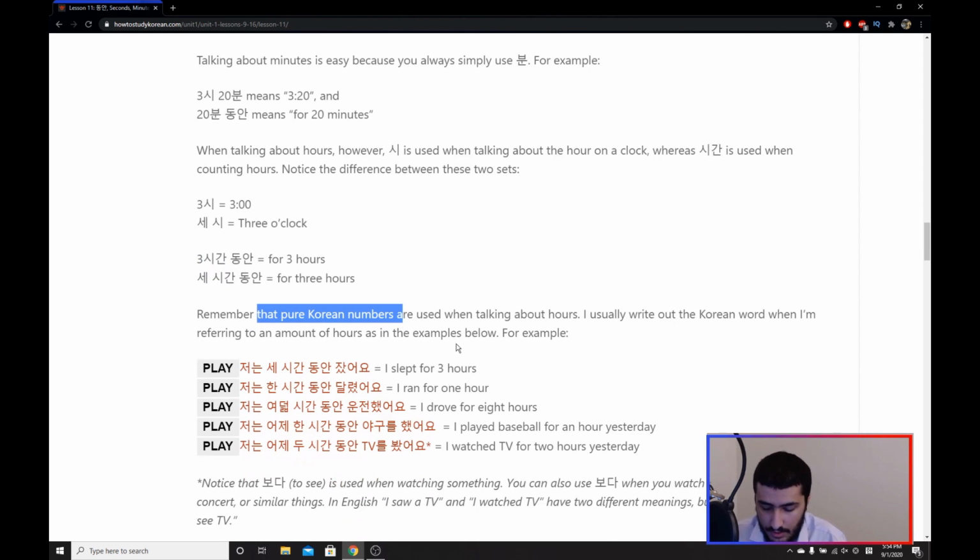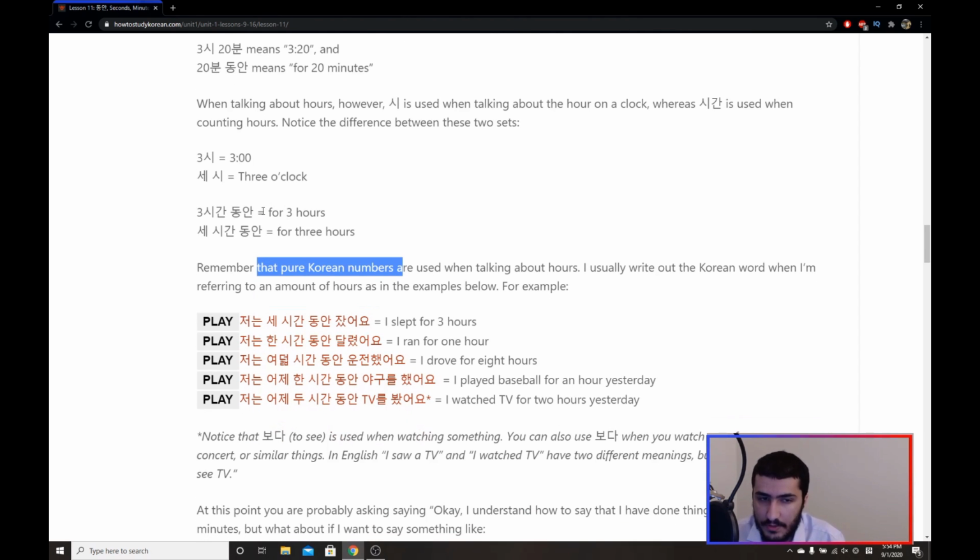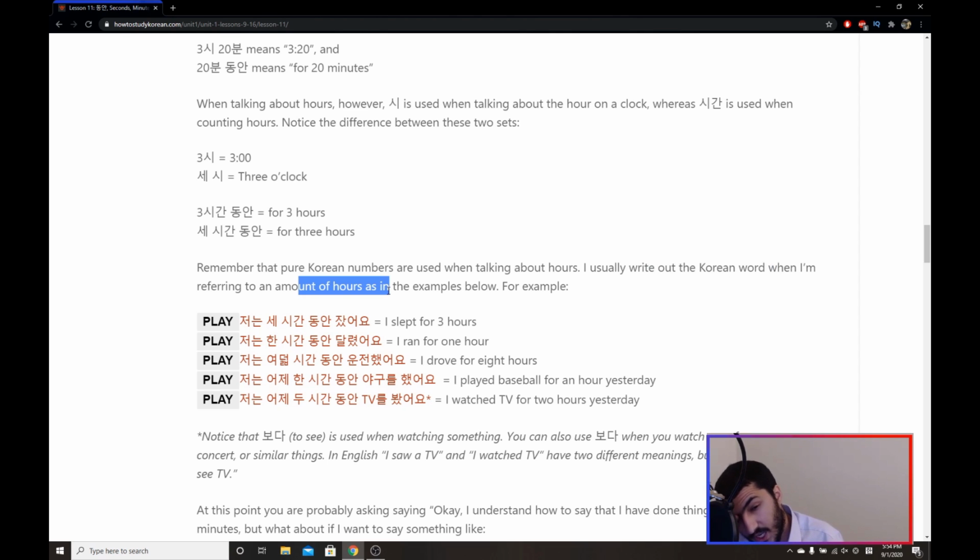Remember that the pure Korean numbers are used when talking about hours. So that's why we're using 세. So 하나, 둘, 셋. And we get rid of the 받침, 세. And we use those numbers for hours. I usually write out the Korean word when I'm referring to the amount of hours.